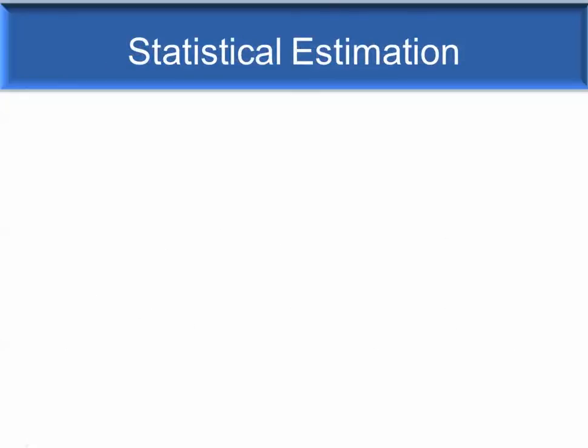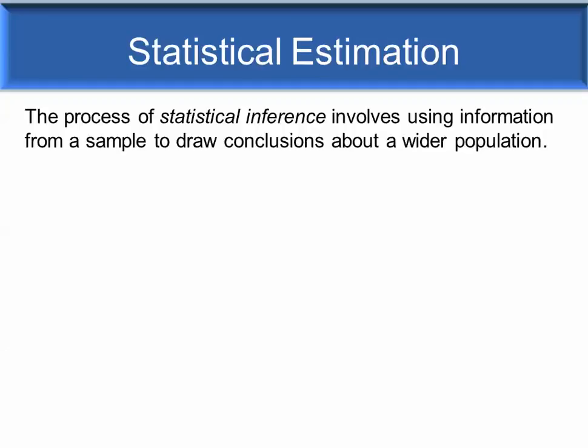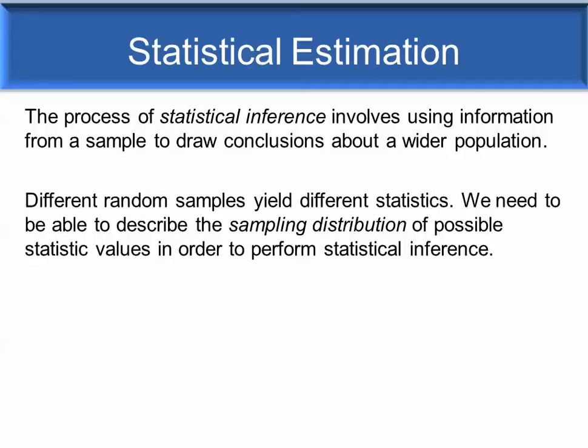So we're going to talk about a few things here now with statistical estimation. And these are going to be very important chunky statements, so I just want to take a minute to really digest each one of these and clarify what they mean. The process of statistical inference involves using information from a sample to draw conclusions about a wider population. So again, if we have 10,000 people and we want to know something about their heights, we're not going to measure all 10,000, but we could maybe measure 100 people's heights and then draw a conclusion about the heights of the entire population. The next statement that we want to talk about is this one.